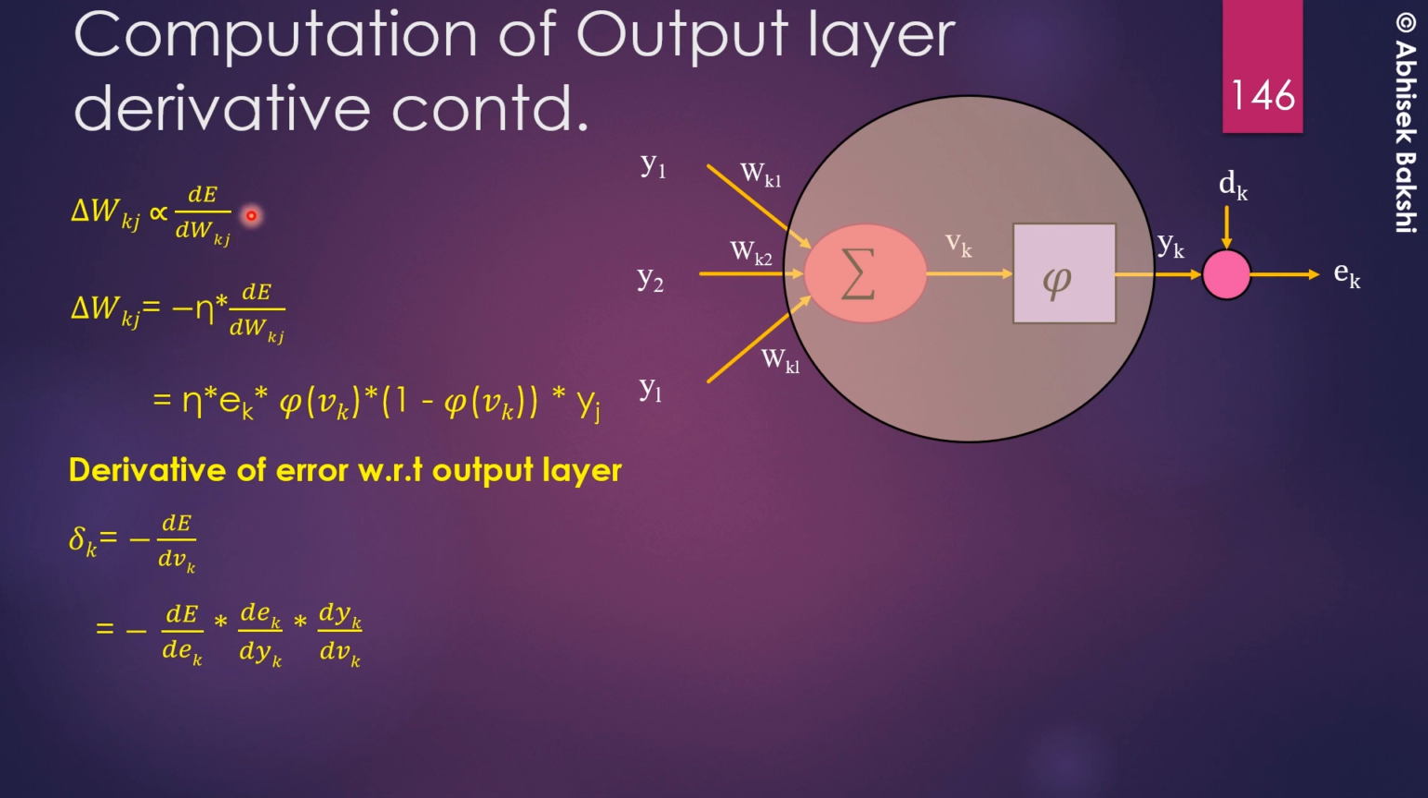Now the question is, what is the constant value? If you want to convert this proportion equation with an equal sign, then we have to introduce a term which is eta, which you have already seen in the single perceptron. But it is not eta, it should be minus eta, because we are going against the gradient.